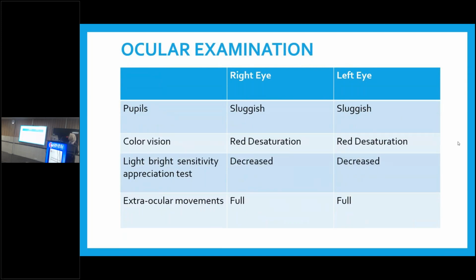Her pupils were sluggish to light in both eyes. Her color vision showed red desaturation in both eyes. The light brightness sensitivity appreciation test was decreased in both eyes, and her extraocular movements were full in both eyes.